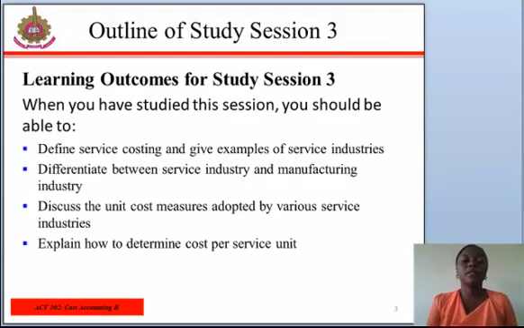At the end of this study session, you should be able to: 1. Define service costing and give examples of service industries. 2. Differentiate between service industry and manufacturing industry. 3. Discuss the unit cost measures that are adopted by various service industries. And lastly, explain how to determine cost per service unit.